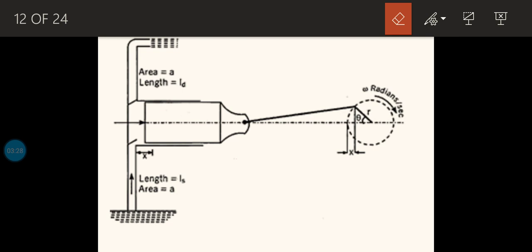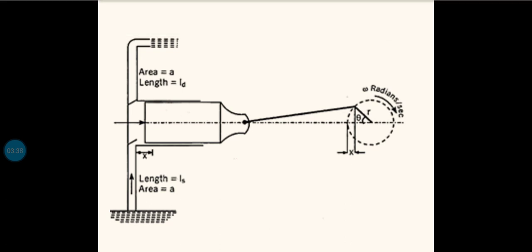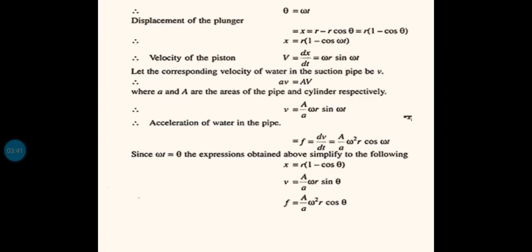Now the crank has traversed an angular displacement theta, and the speed is omega radian per second. Now from the relation we know that angular displacement theta equals omega into t. That is the general relation that we are using, theta equals omega t. Now the displacement of the plunger or piston will be x, as we have seen here. x is the displacement of the plunger or piston, that we can write in terms of the radius of the crank as r minus r cos theta.